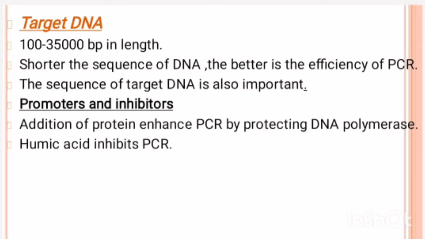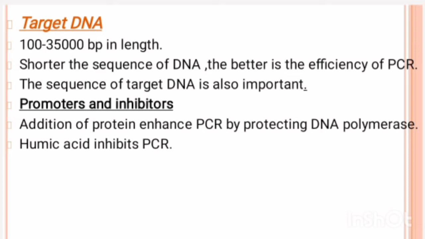Next, target DNA. It is 100 to 35,000 base pairs in length. The shorter the sequence of the DNA, the better the efficiency of the PCR. The sequence of the target DNA is also important. So, the size of the DNA and the sequence of the DNA are important in PCR.